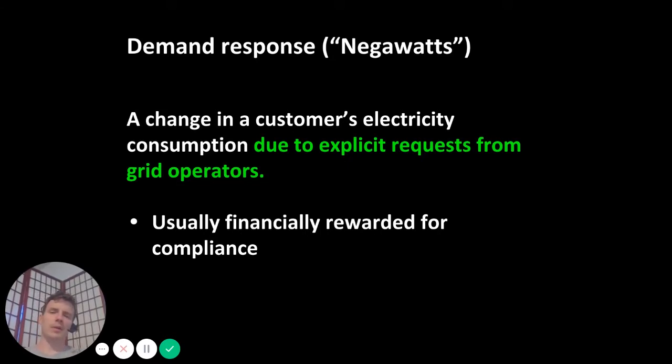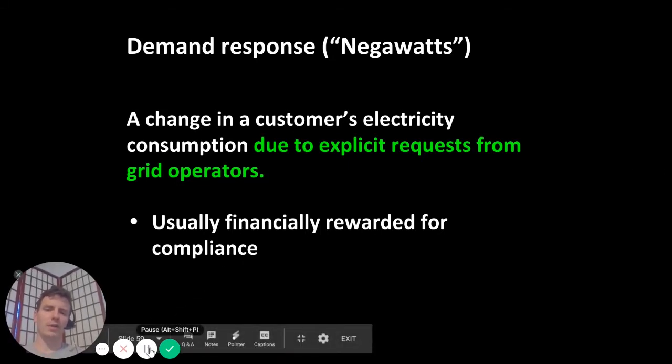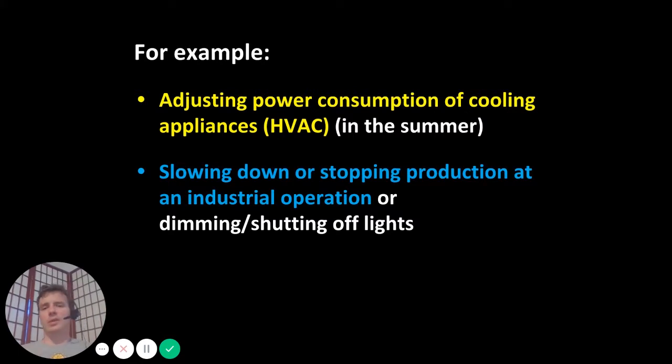Demand response is a change in a customer's electricity consumption due to some sort of explicit request from grid operators. Usually when customers reduce their electricity consumption, they're rewarded financially. One example might be programs that sign up residential electricity customers who volunteer to allow the utility to adjust the power consumption of cooling appliances or HVAC units in the summertime. Other examples might be slowing down or stopping production at industrial operations, or dimming or shutting off lights.